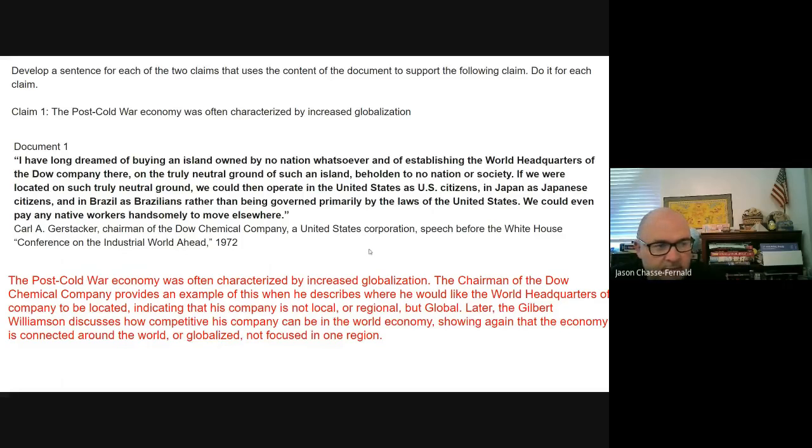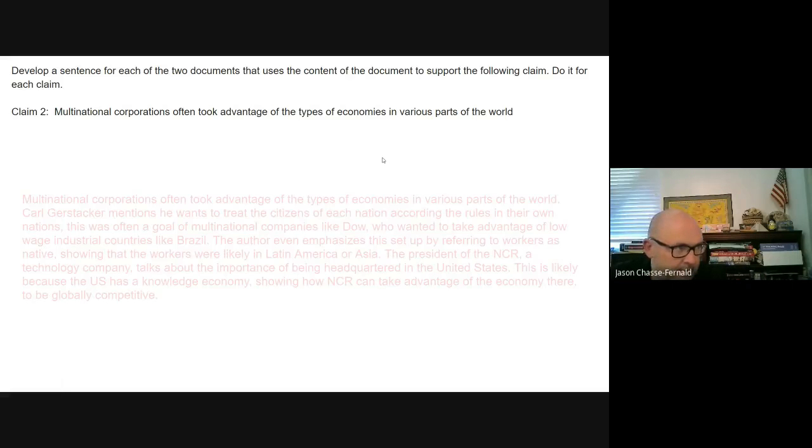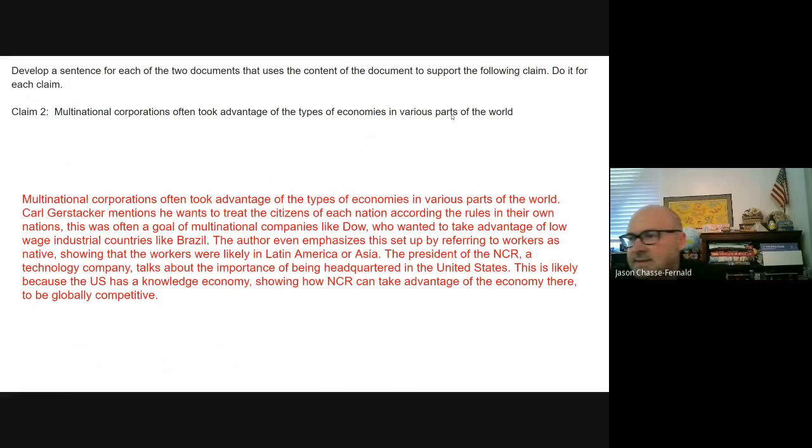And notice we are pulling from both documents to support this claim, or this assertion. The claim being the post-Cold War economy was often characterized by increased globalization. And our second claim was multinational corporations often took advantage of the types of economies in various parts of the world. And here are a couple of examples using evidence from the two documents to support this assertion.